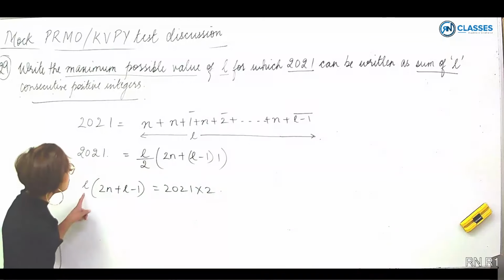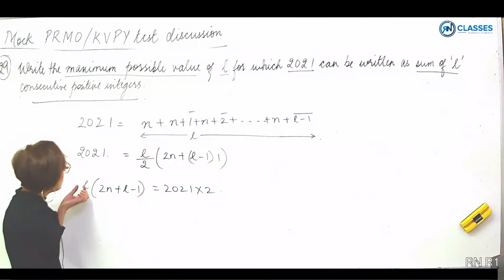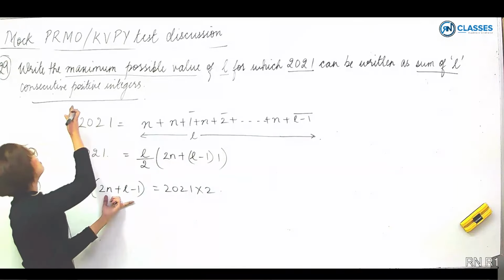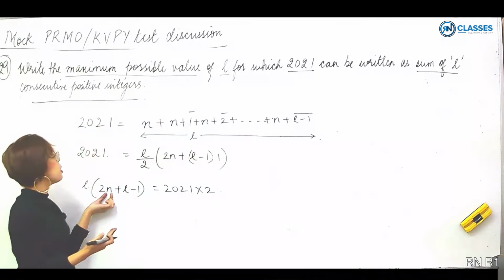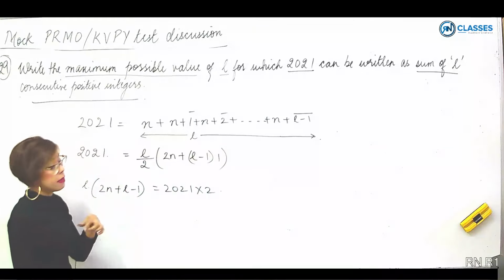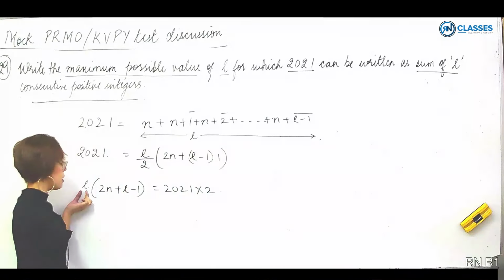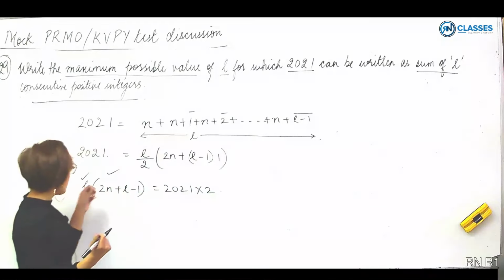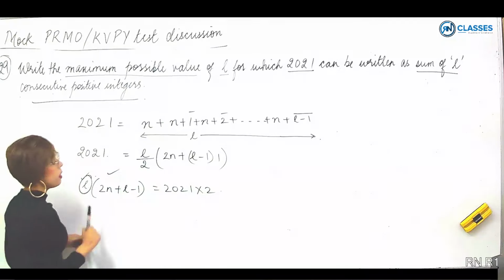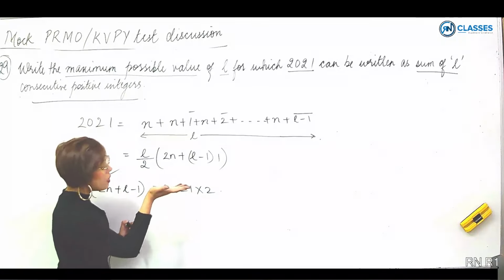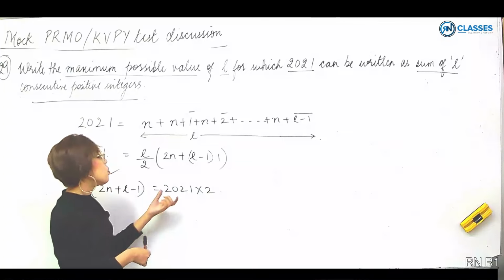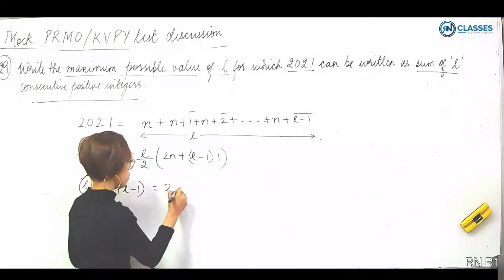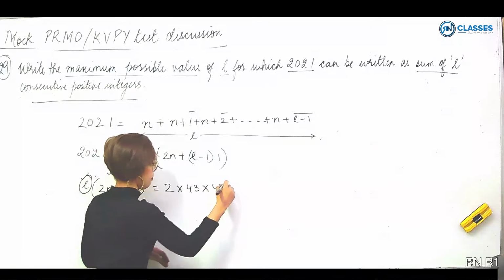Now I want the maximum possible value of L. This will be a natural number, because n is a positive integer. So I need to write this as a product of two natural numbers, and I need to find the maximum value of this. First of all, let me write the prime factorization. 2021 is nothing but 43 into 47. So I'll write it: 2 into 43 into 47.